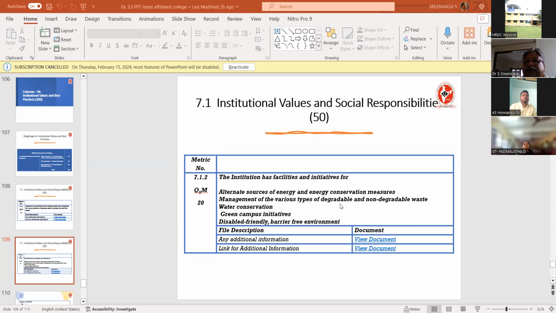Management of various types of degradable and non-degradable waste, how waste management is done. What is the revenue generated by this waste management, whether your students are aware of this. What are the green campus initiatives taken by the institution, how much greenery is there, how carbon dioxide fixation takes place. Whether your campus is a green campus and environment friendly campus. What are the other initiatives taken by the management and the staff to say that it's a green campus? So ban on plastic, use of glass bottles, etc., all those things can be initiated.